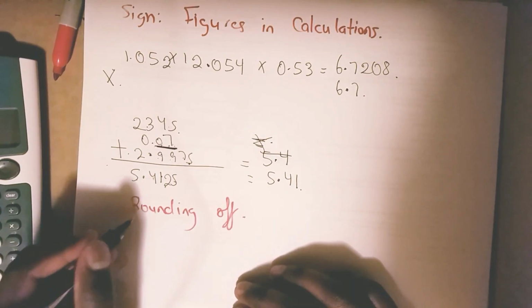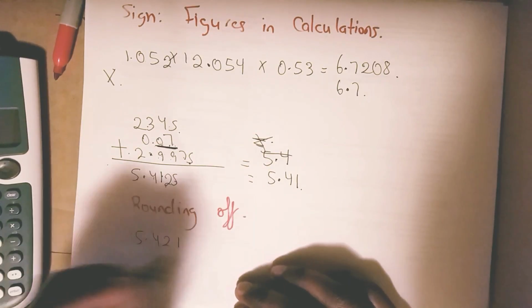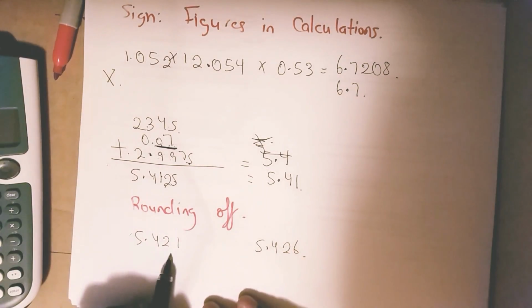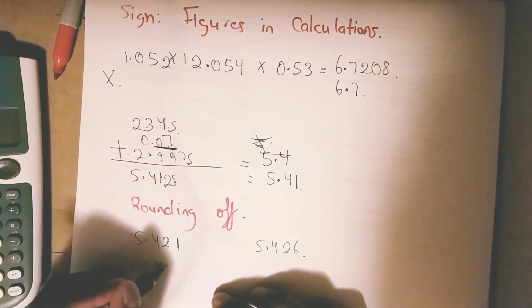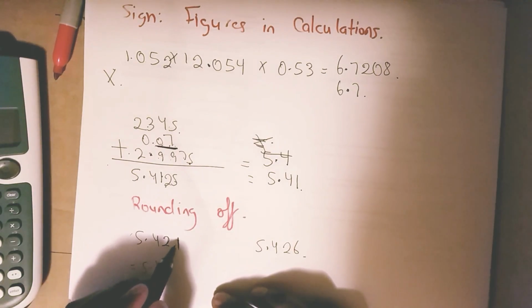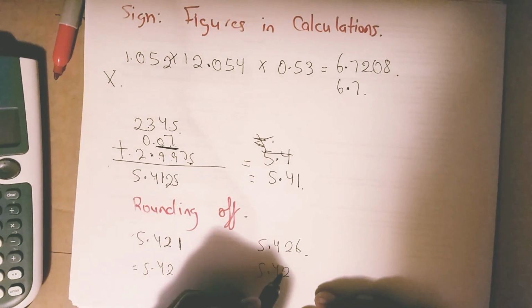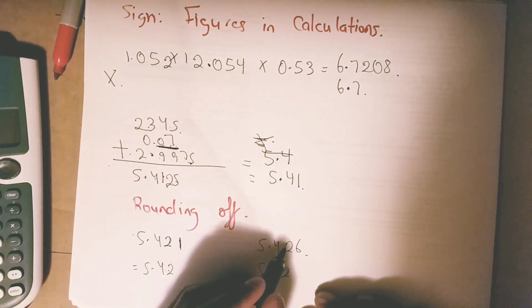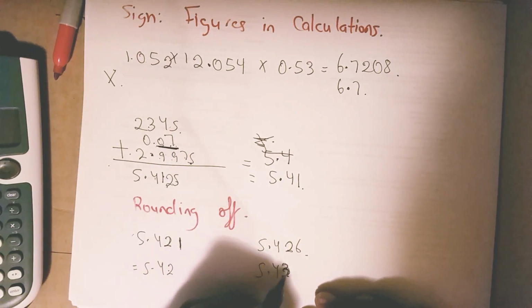So now I'm going to round it off. When you're rounding off a number, let's say you have the number 5.421, 5.426. You want to round this off to 3 numbers. If the number after is less than 5, then you leave it as is. So you get 5.42. If you have to round this one off, if the number after that is more than 5, then you add 1 to the one in front of it. So this becomes 3. This becomes 5.43.